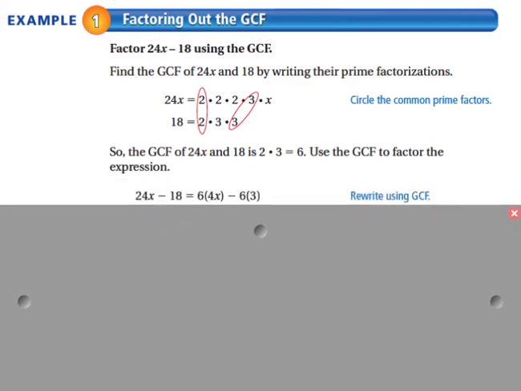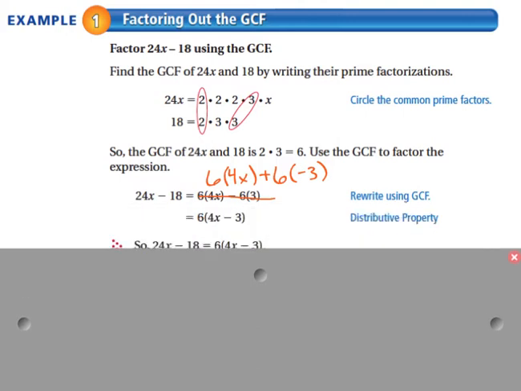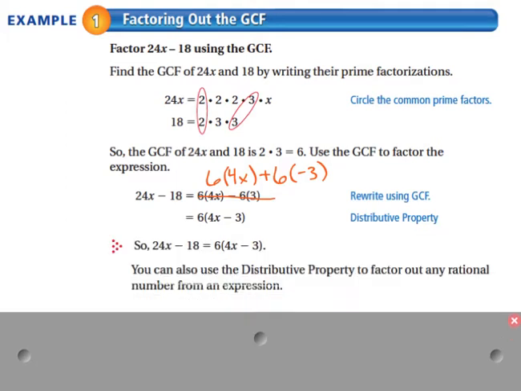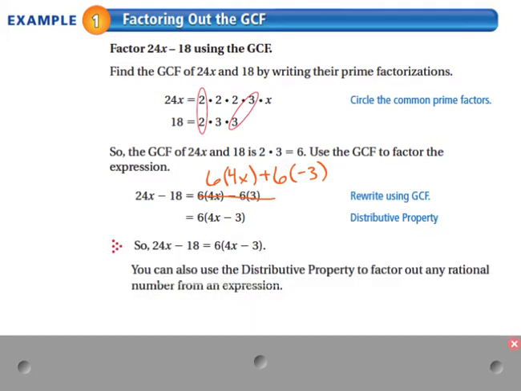I'm factoring out a 6. 24x is 6 times 4x, and negative 18 is 6 times negative 3. And there you can see that the 6 comes out and I'm left with 4x and negative 3. And I am done there. So 24x minus 18 is the same as 6 times parentheses 4x minus 3.